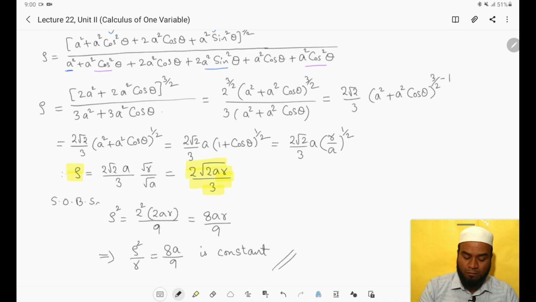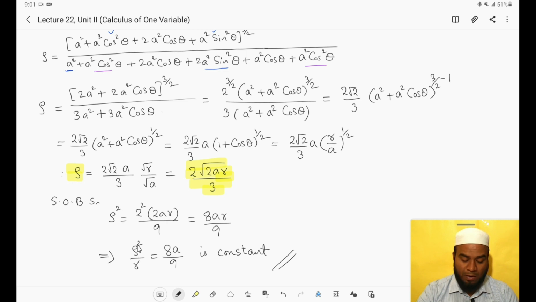So what we have to prove? Rho square by r is a constant. We have proved that rho square by r is a constant, right? So first we evaluated the value of rho, that is we got it to be 2 into square root of 2ar by 3. Then further we have to show that rho square by r is a constant.